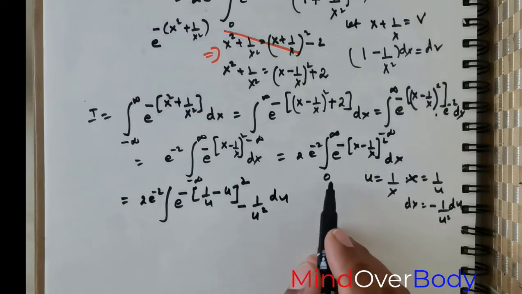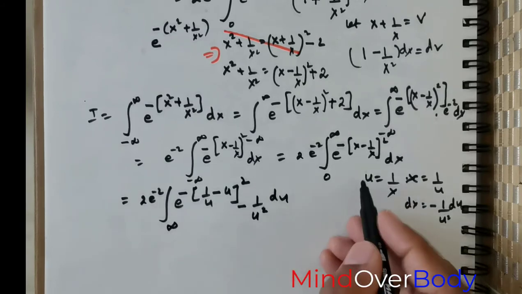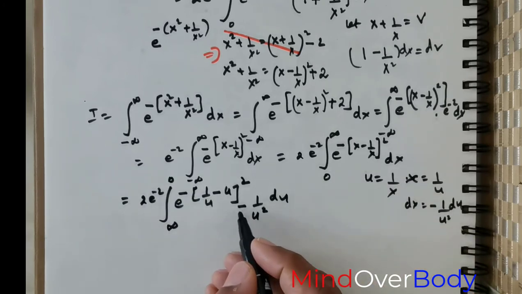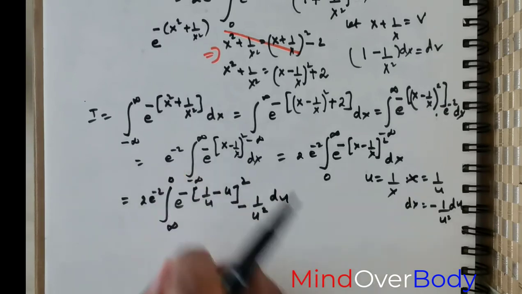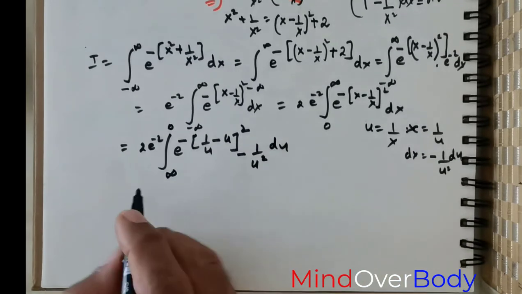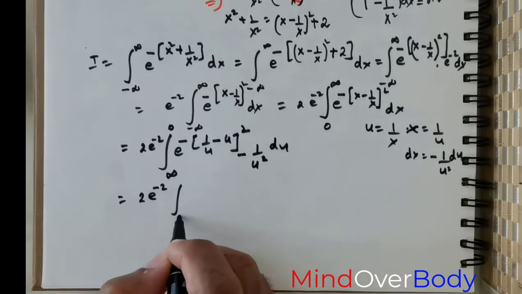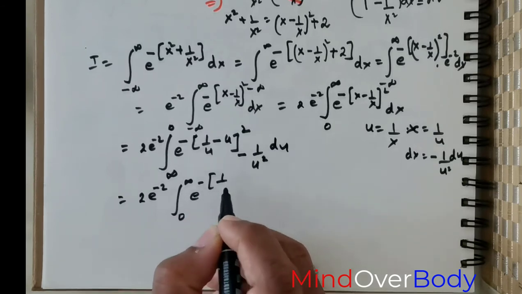And the limits: when x is equal to 0 you get u to be infinity, when x is equal to infinity u is equal to 0. Now I already told you that this negative sign can be exchanged for the change of limits. So if I were to do that, this is equal to 2 times e raised to the power of negative 2, limits are 0 to infinity, e raised to the power of negative of.